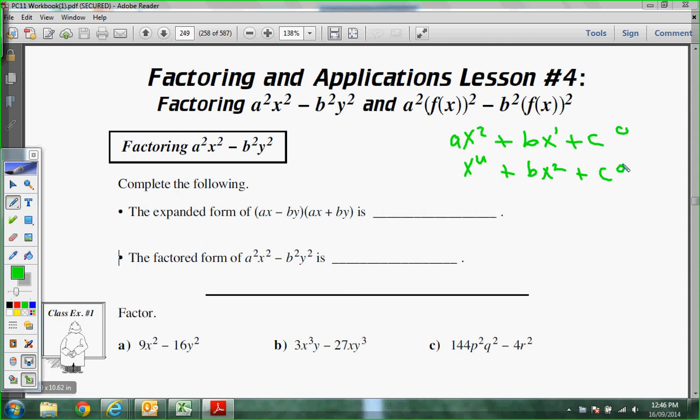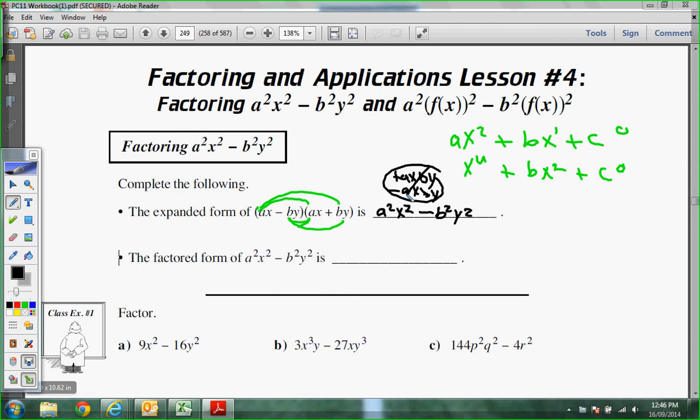So we're going to just expand this by FOILing. Ax times ax is a squared x squared. Ax times by is ax by. Negative by times ax is a negative ax by. And then negative by times by is negative b squared y squared. So you can see again, the middle cancels. That's kind of the point.